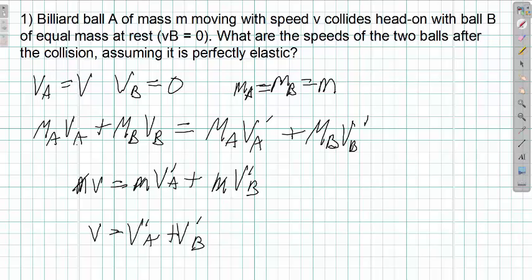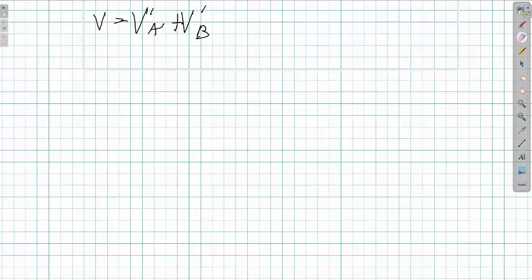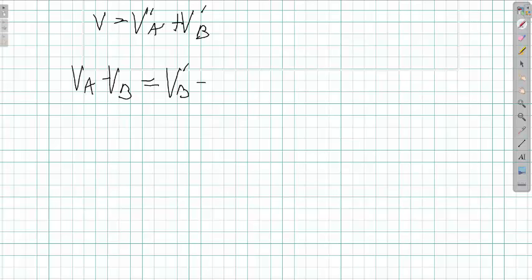We can go ahead and use the equation that we just derived. So velocity A minus velocity B has got to equal velocity prime B minus velocity prime A. Our vB obviously cancels. Our vA equals v, so v also equals vB prime minus vA prime.